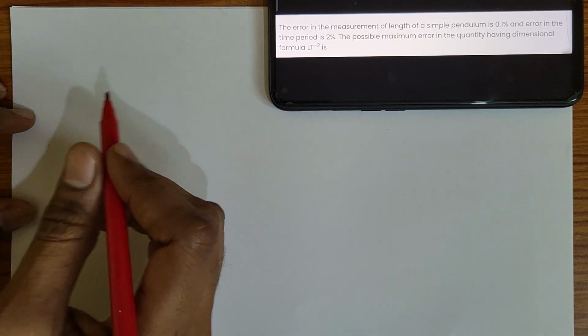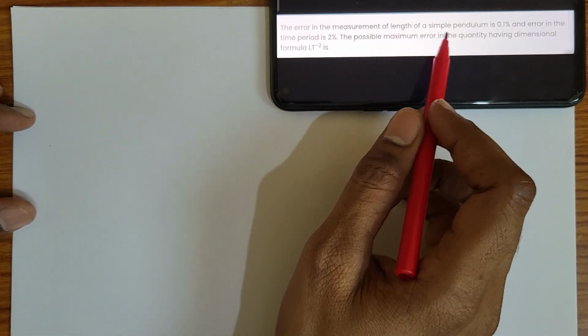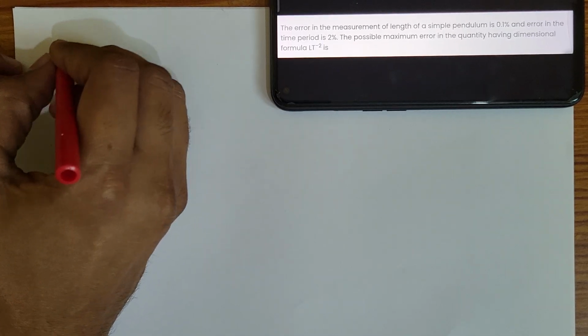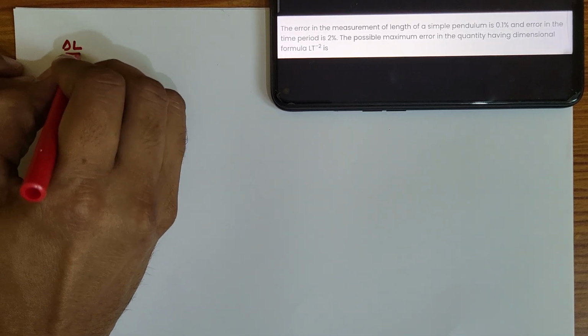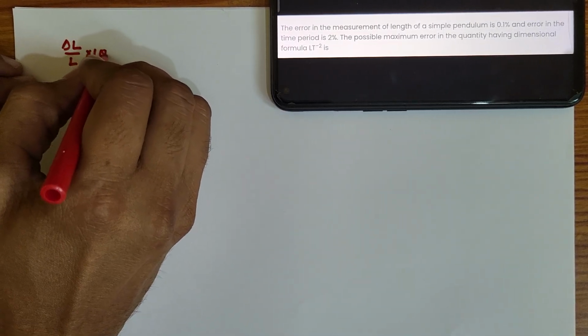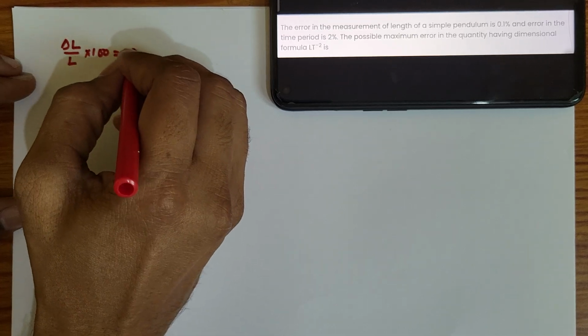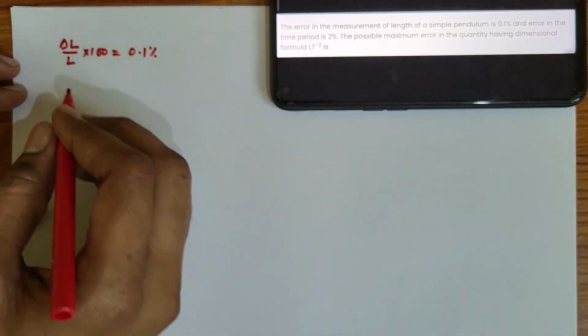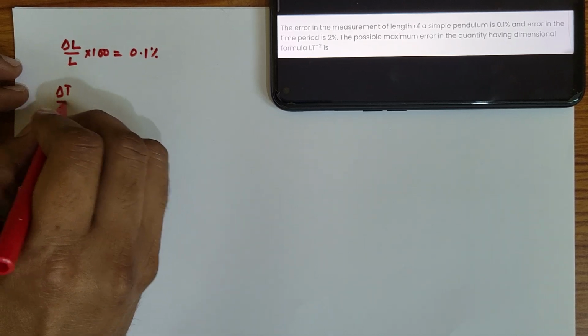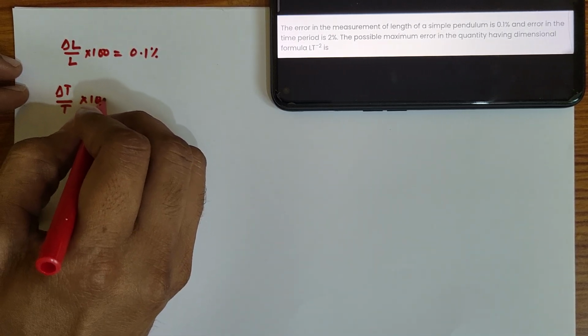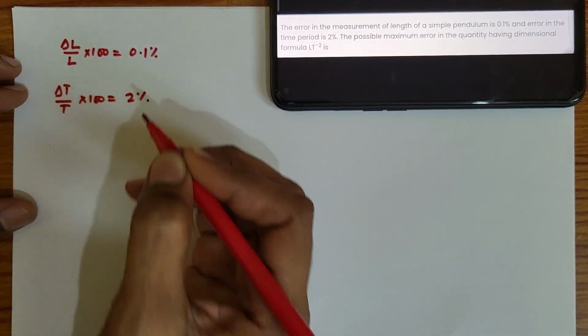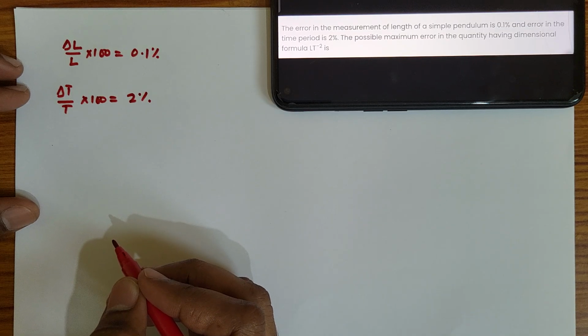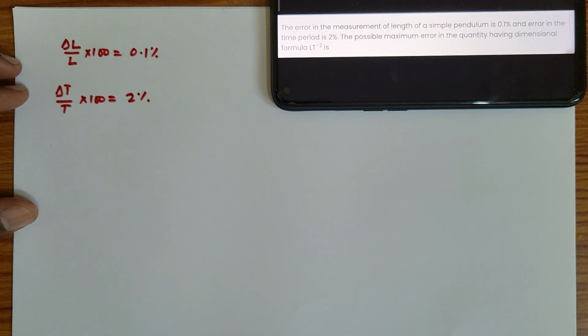See what they gave. Error in the measurement of length is 0.1%, meaning delta L divided by L into 100 is 0.1%, and error in the measurement of time period means delta T divided by T into 100 is 2%. Now we have to find the maximum possible error in a physical quantity which has the dimensional formula LT power minus 2.